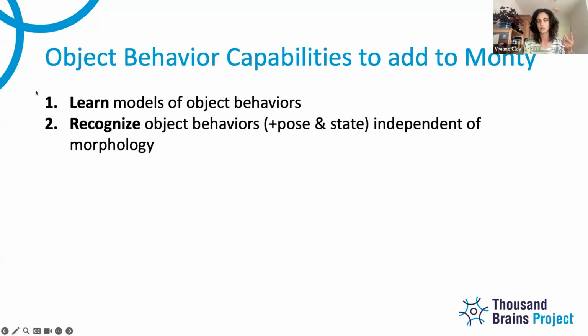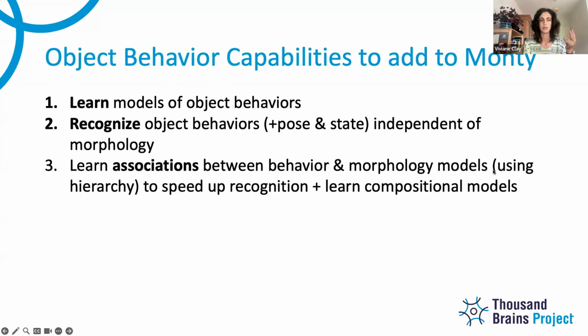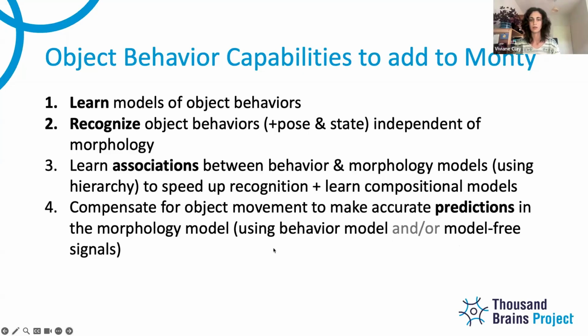Two, to use those models to recognize object behaviors, independent of the morphology that those behaviors are on. And then three, to learn associations between behavior and morphology models. Currently, the idea is to use hierarchy for this, to speed up recognition and learn compositional models, so assigning behaviors to different locations on morphology objects. And then four, to compensate for object movement to make accurate predictions in the morphology model.